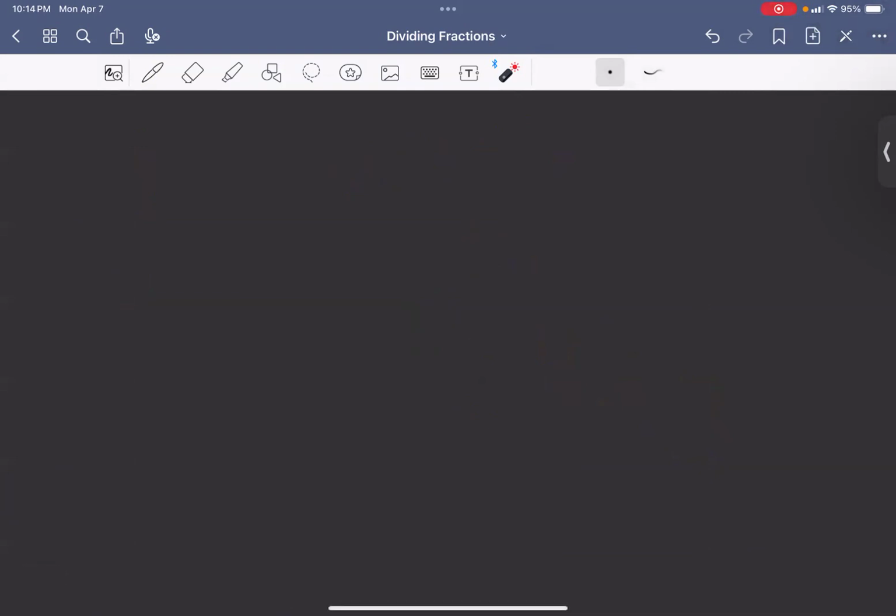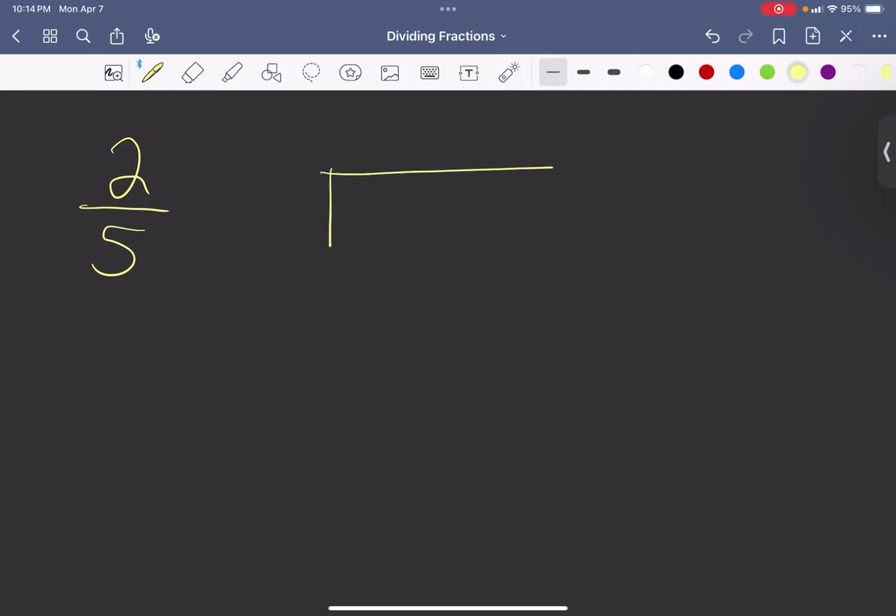Let's do another one. Let's change 2/5 into a decimal. So the numerator, or the number on top, goes inside the divide box, and then 5 goes on the outside. Remember DMSB: divide, multiply, subtract, bring down. If you cannot remember the steps, that is something you can use to help you remember them.